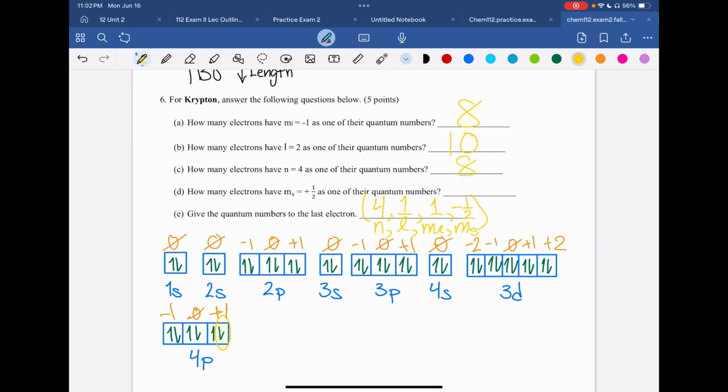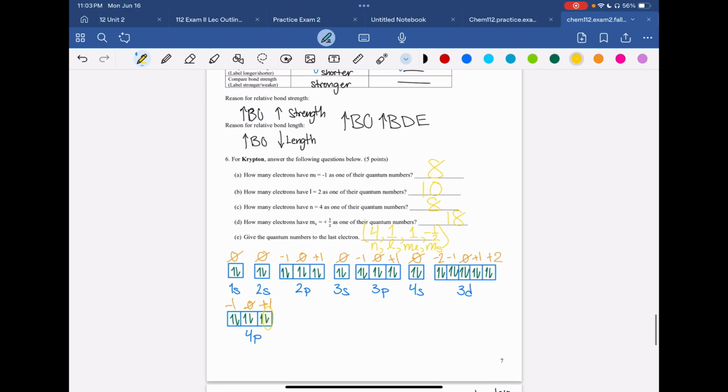How many electrons have a positive 1/2 spin? You're going to count all of the up arrows. 1, 2, 3, 4, 5, 6, 7, 8, 9, 10, 11, 12, 13, 14, 15, 16, 17, 18. There you go. And that's quantum numbers. I was very brief, but I have a very detailed explanation of quantum numbers in a previous video, so I will link that video in the description box below.